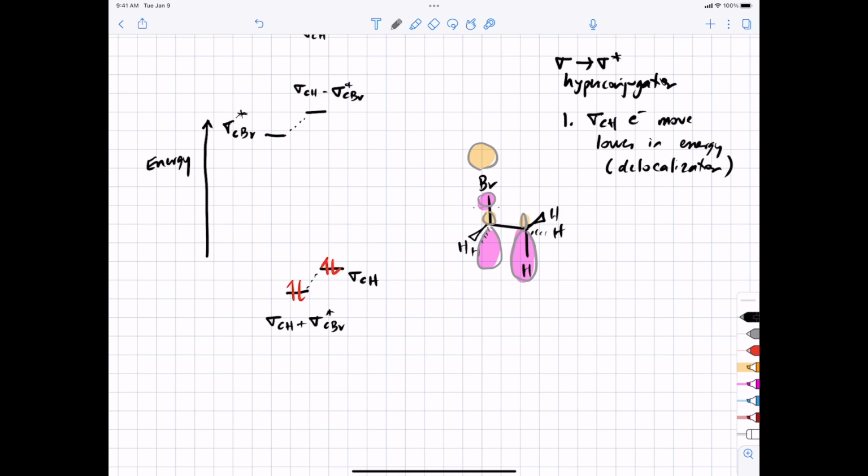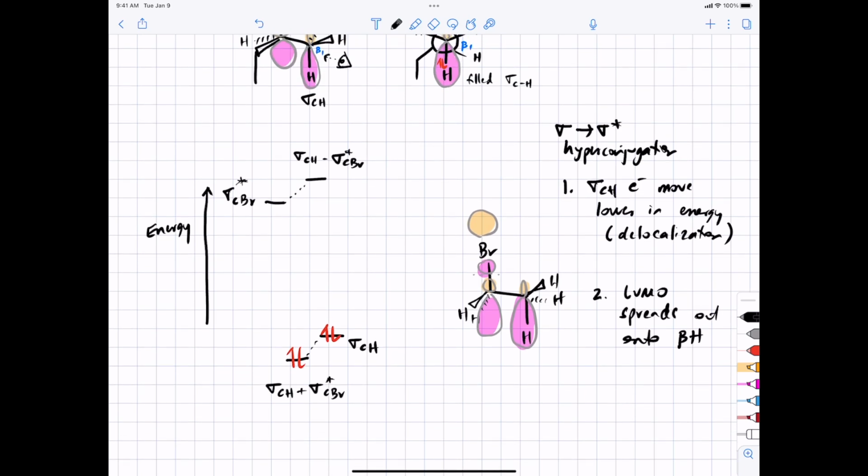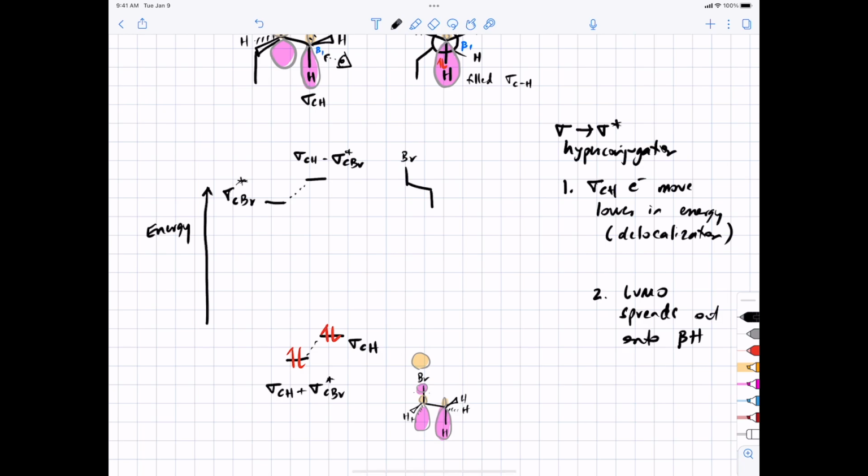The other consequence is that the LUMO spreads out onto the beta proton. And to see why this is the case, remember this is our plus combination. Let's draw what the minus combination would look like. We'd simply bring them together with opposite wave function sign.